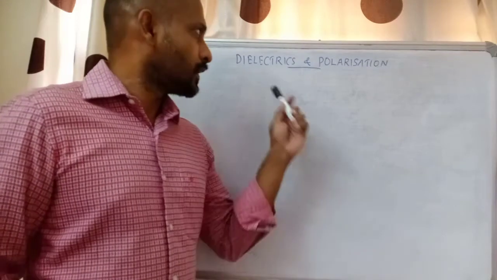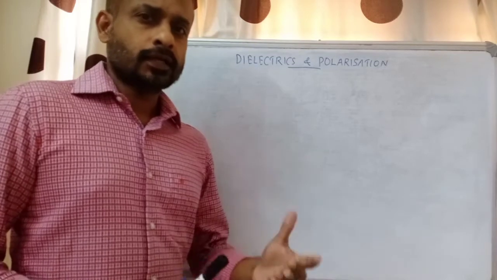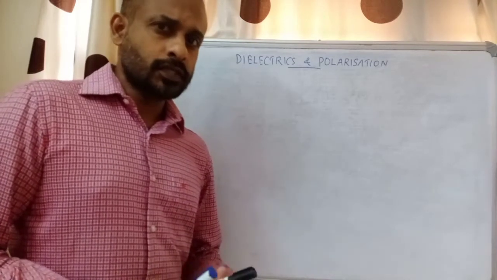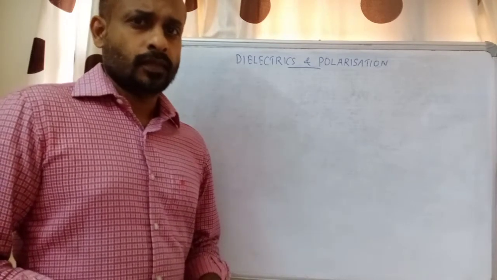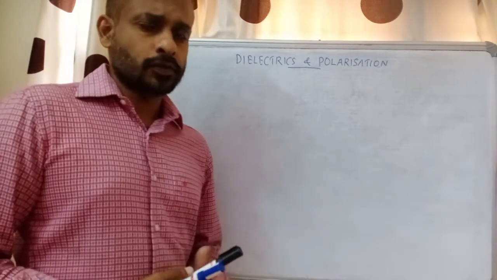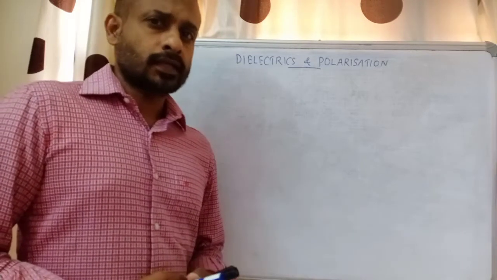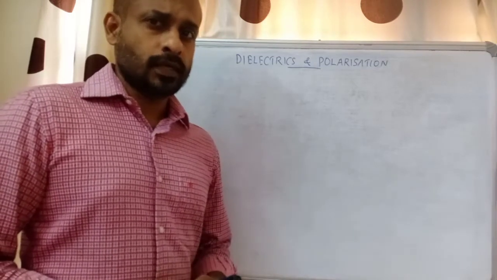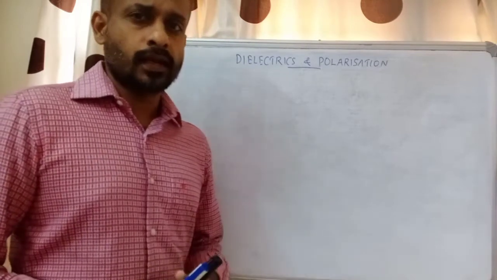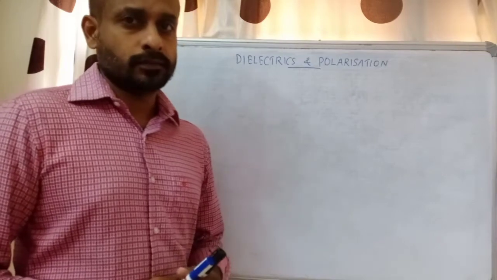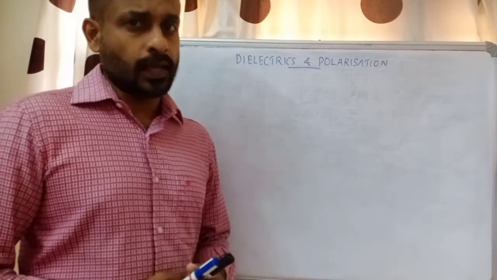Today our topic is dielectrics and polarization. Dielectrics are insulators which are able to transmit electrical effects. And we are familiar with the different types of insulators. Some of these dielectrics are polar and some others are non-polar. Polar means in the normal state they will have some dipole moment. Non-polar means in the normal state they do not have any dipole moment.